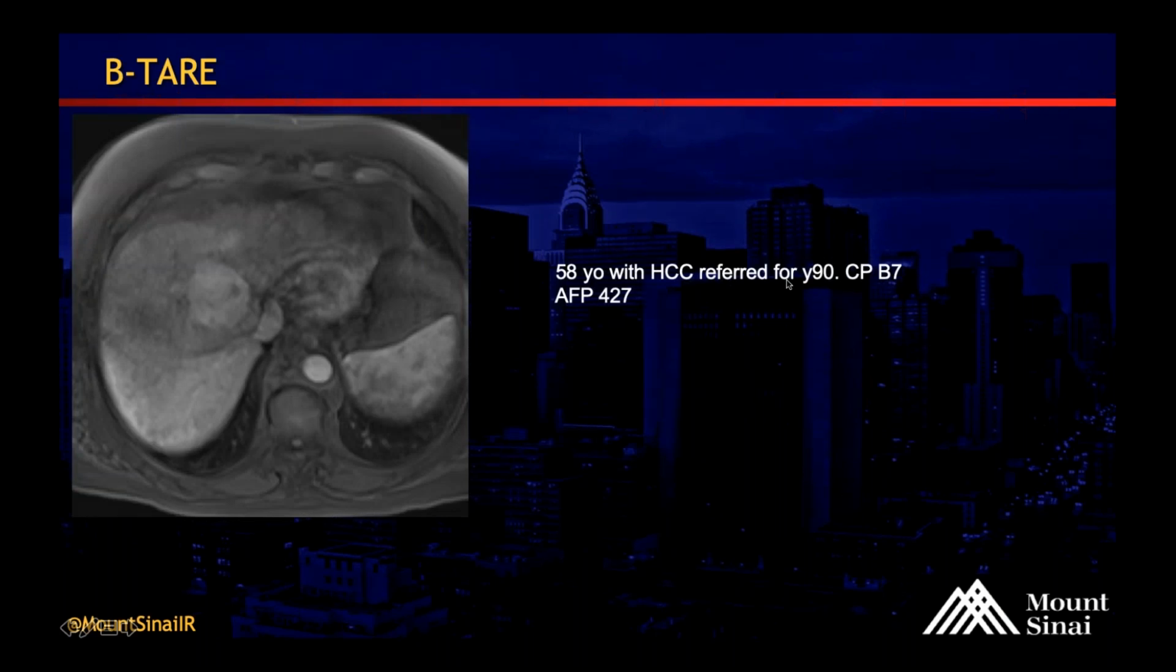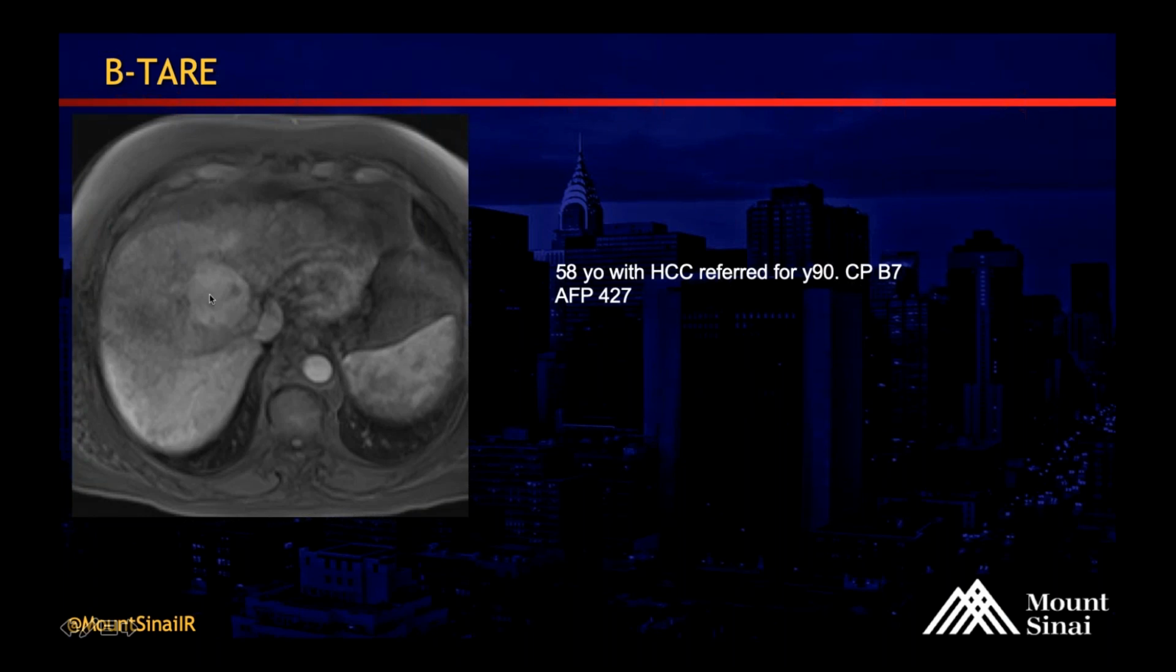And I'm going to show you an example here of one we did using a balloon occlusion for radioembolization. This is sort of a different way of using a balloon occlusion catheter. So this is a guy who's Child-Pugh B7, AFP is like 427, with an HCC here, sort of in the middle of the right lobe.